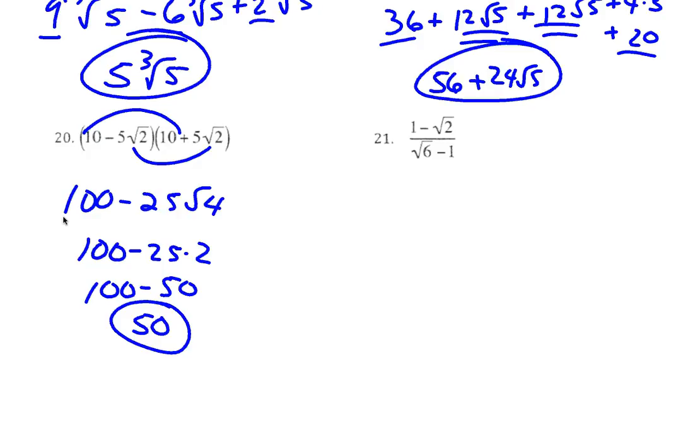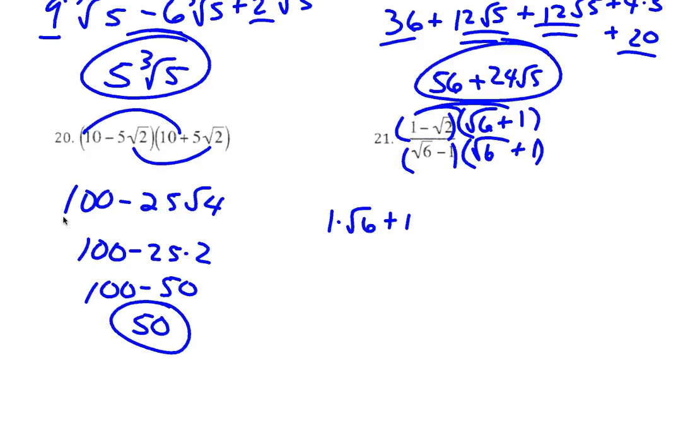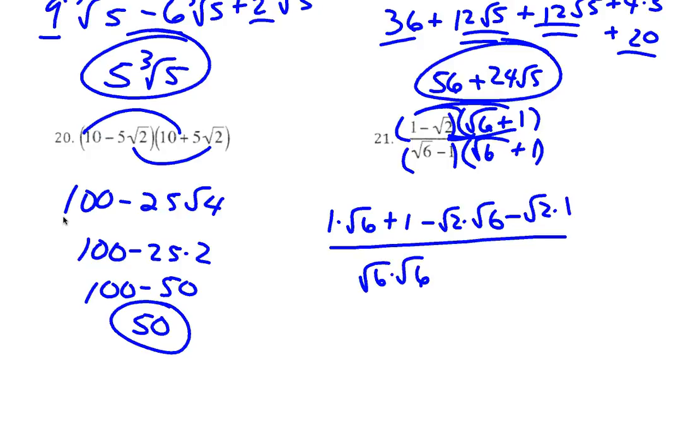21, can't have a root in the denominator, so you're going to multiply top and bottom by the conjugate, which would be square root of 6 plus 1, square root of 6 plus 1. So on top, make sure you think of this as being in parentheses. On top, you'd have 1 times root 6, 1 times 1. Then you'd have negative root 2 times root 6. And then you'd have negative root 2 times 1. On the bottom, you'd have root 6 times root 6 minus 1 times 1. You don't have to worry about the middles on the bottom because they're conjugates.